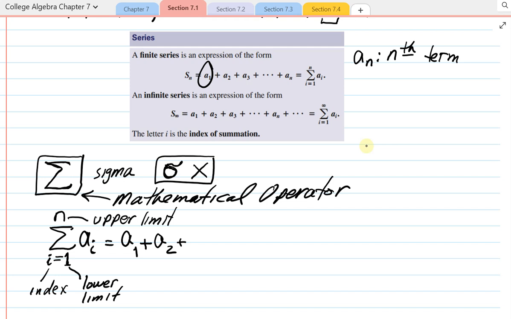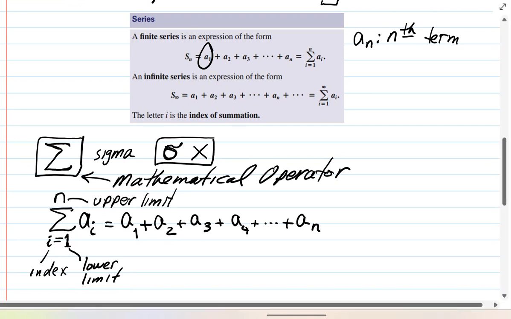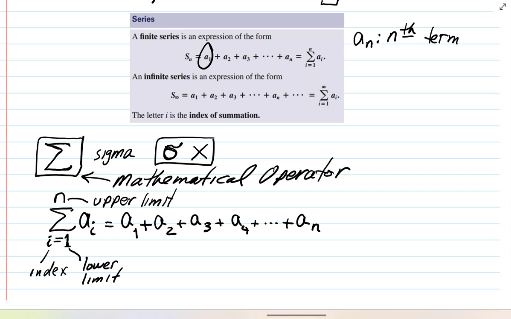You always increase, you don't decrease. So I have a sub 1, a sub 2. Next time around, I have a sub 3, a sub 4, a sub 5, and so on. Well, how far is this going to go? It's going to go as high as the upper limit. Whatever the upper limit is, we're just going to count up to the upper limit, and that's where we stop. So there you go. That is how a sigma operates. Again, it's a very efficient way of writing these formulas.